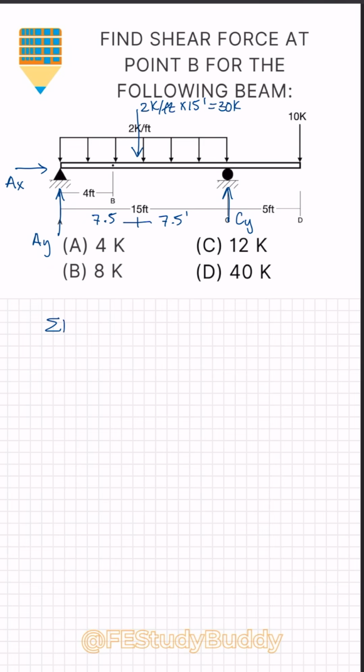Our next step, taking the sum of moments about support C, and anything going counterclockwise will cause a positive moment. Starting from the left, AX passes through support C, so it will cause no rotation. AY is going to cause a clockwise rotation about node C, and it is located 15 feet away. So we have negative AY times 15 feet. Next, our resultant, which is going to cause a counterclockwise rotation, and that has a distance of 7.5 feet away from joint C. So positive 15 kips times 7.5 feet.